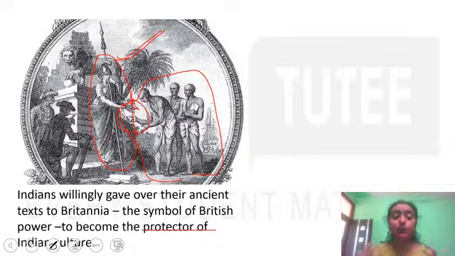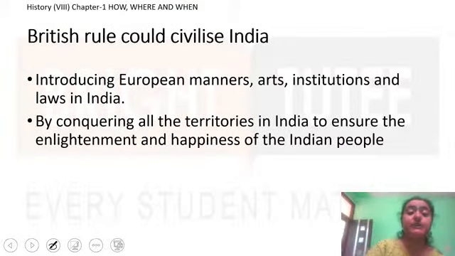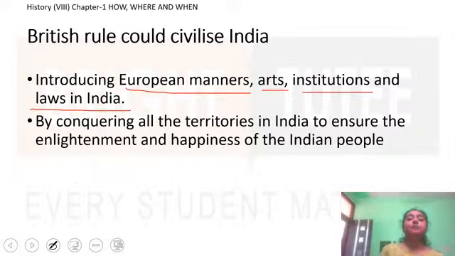कि इंडियंस दे डू नॉट हैव देयर ओन सेंस ऑफ हिस्ट्री, दे आर अनसिविलाइज्ड, दे आर बार्बरिक. सो इट इज द ड्यूटी ऑफ यूरोपियंस टू सिविलाइज देम, टू टीच देम, टू प्रोटेक्ट देम. ठीक है. And how they can protect them? They can protect them by introducing European manners, arts, institutions and laws in India. Okay, so the European manners and arts, educational institutions and the laws which were introduced by Europeans, which we'll study in the later part of our book.